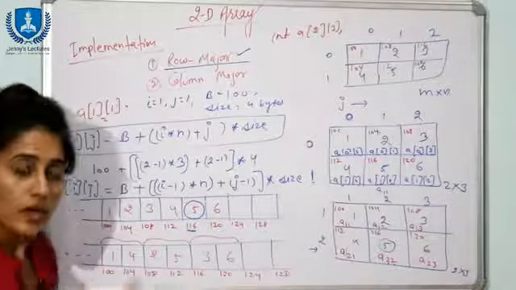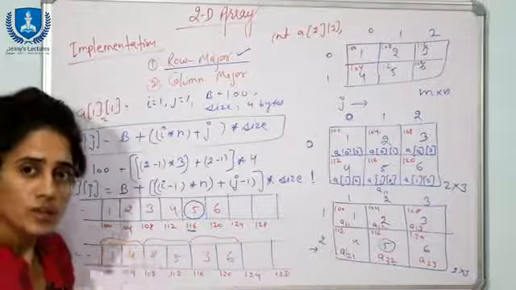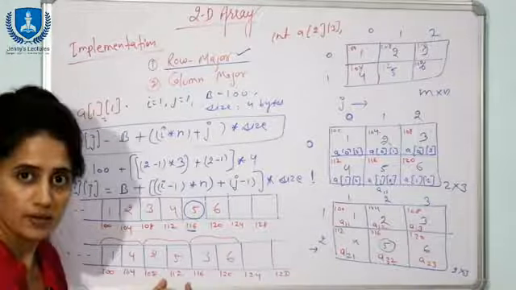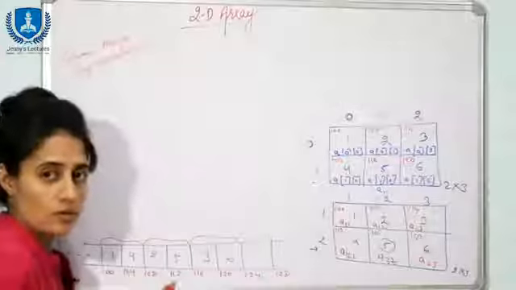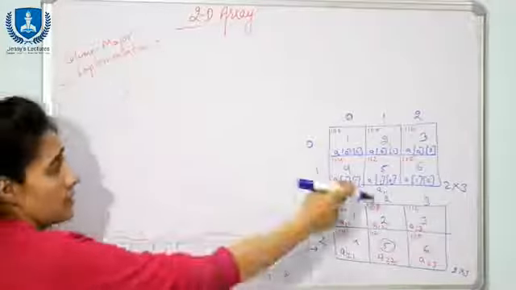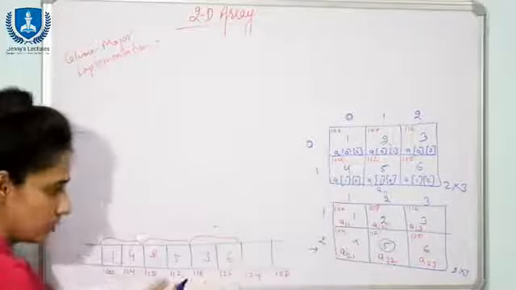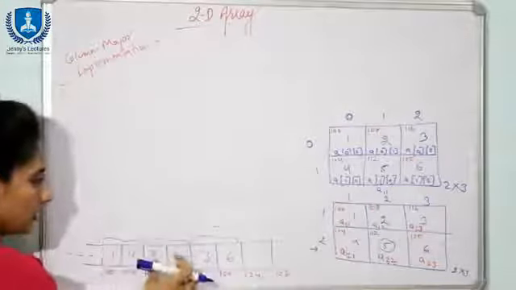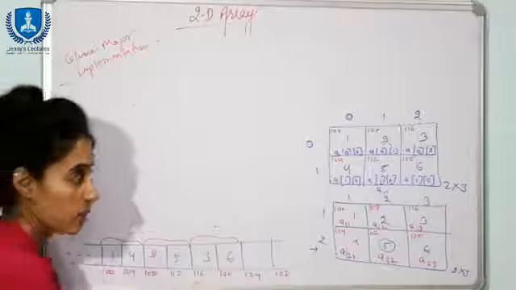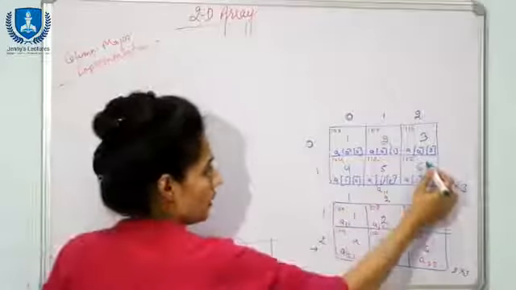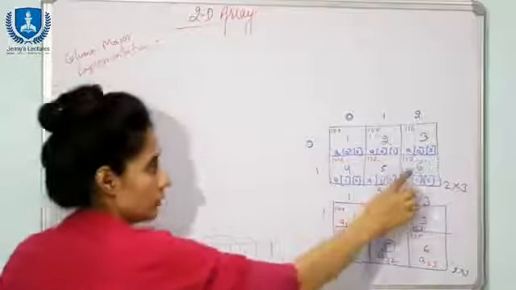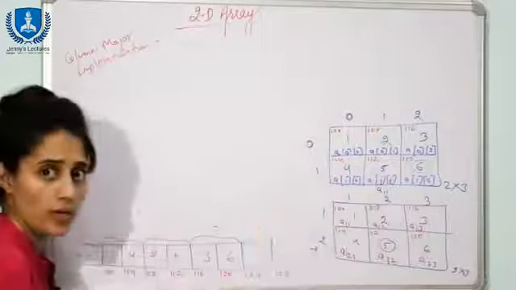Fine. Now in column major implementation, how to calculate the address of a particular element? Let us check this. In column major implementation, this is the logical representation and this is the actual representation in memory. You are going to store the first column first, then the second column, then the third column. So now suppose I want to calculate the address for this one. I want to access the 6. This address should be 120. How to calculate this address?